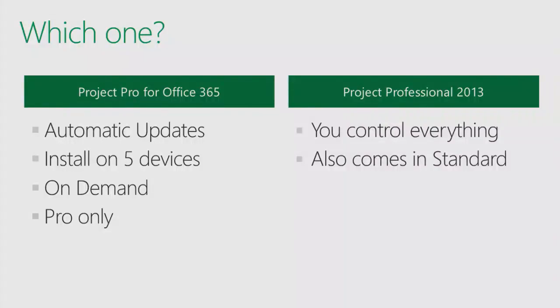Project Professional, the biggest advantage is, well, you own it outright. So if you buy Project Professional 2013, you can use it till the end of time. At some point, Microsoft says they stop supporting it, but it is yours to use for your life. You also control everything, so as hotfixes come out, you can opt into whether you want to apply them. When the new version of Office comes out at some point in the future, you can decide when to buy it and install it. And it also comes in Standard.